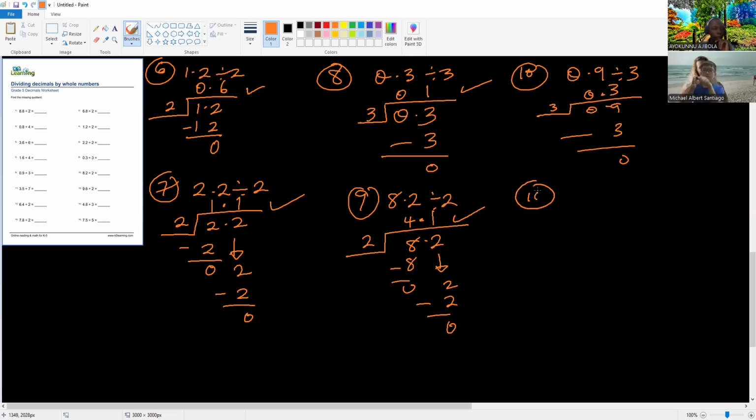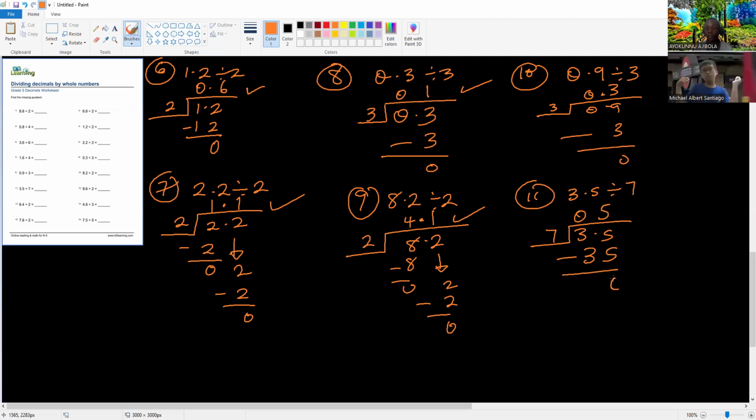Then the next one, number 11, 3.5 divided by 7. So you have 3.5 here, then 7. 7 in 3, 0. Make 35. 7 in 35, 5. So 5 times 7, 35. There you have nothing left than 0.5.